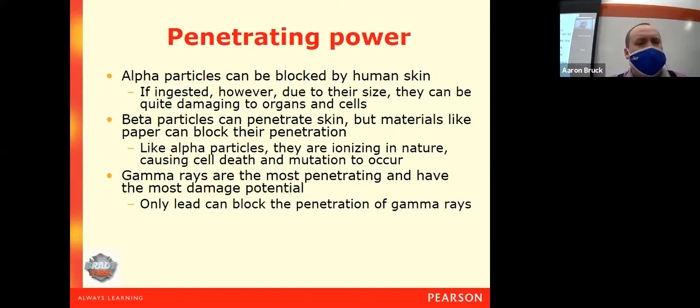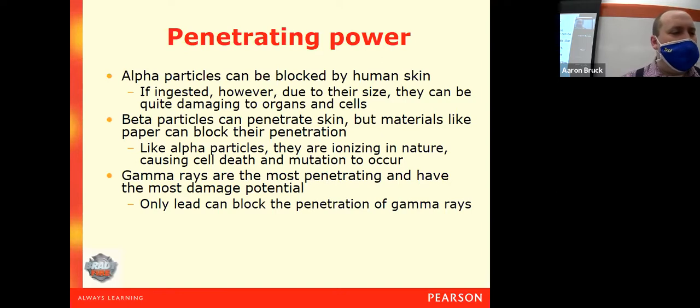Beta particles, on the other hand, they are capable of penetrating your skin. Materials like paper are okay at blocking their penetration. Better sources of blocking are usually things like thin sheets of aluminum, aluminum foils, small gauge aluminum sheet metal are pretty good at blocking beta particles, and certainly lead, even in small quantities, lead and concrete are definitely viable as well.